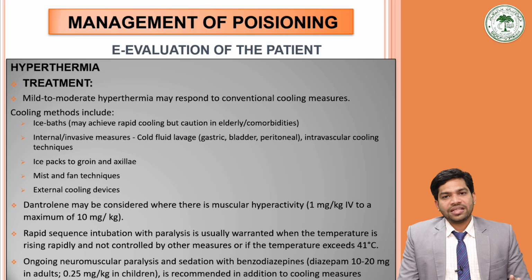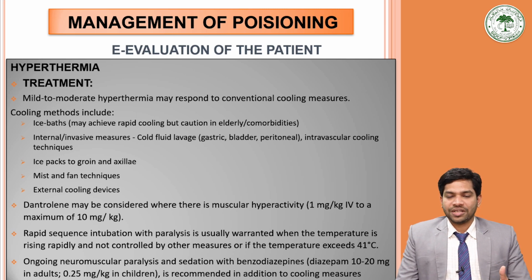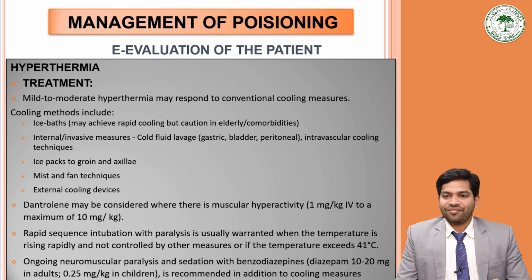Now coming to the management of hyperthermia. Mild to moderate hyperthermia may respond to the conventional cooling measures. When rising body temperature exceeds 39 degrees Celsius, core temperature monitoring should be considered, that is using a rectal probe, and urgent cooling measures should be employed according to local protocols. Sedation should be employed where it can be safely performed. That should be done using diazepam in a dose of 10 to 20 mg in case of adults and 0.25 mg per kg in children.